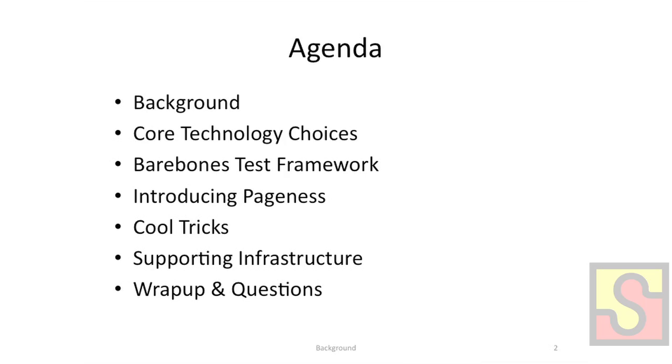And from there, give you an idea of how we built kind of a bare bones test framework, starting with those technologies, and then how we introduced a page object model to make it more effective and more efficient and resilient. Next, I'll show a few cool tricks that we can do with our tests by utilizing some of the advantages of this page object model. And finally, I'll talk about some supporting infrastructure that kind of helps tie all this together and really make it work well. And then we'll wrap up and I'll open up for questions and answers.